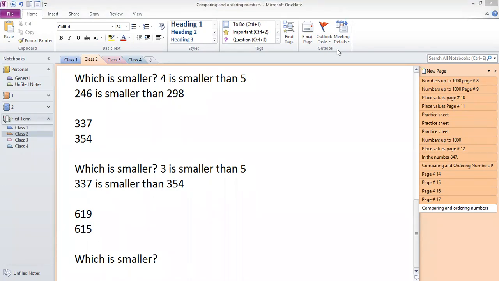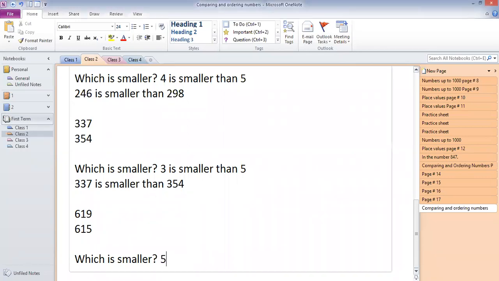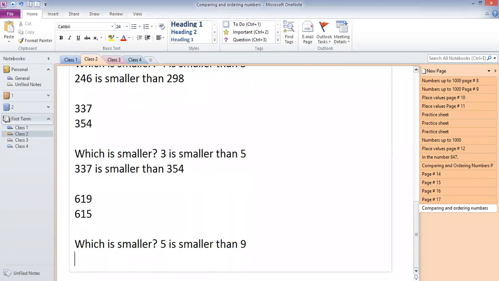5 is smaller. Very good. 5 is smaller. So you will say, sir, 5 is smaller than 9. That's why 615 would be smaller than 690. So guys, this is how you have to compare.